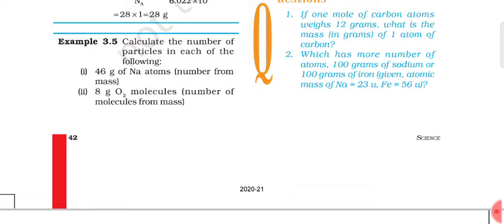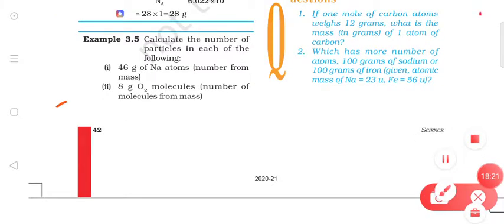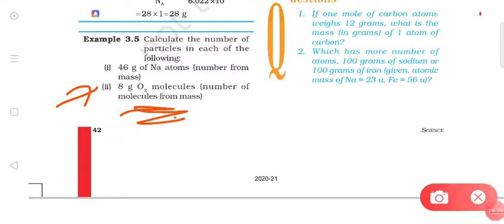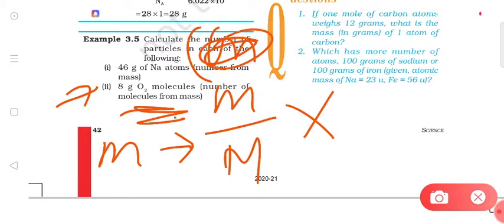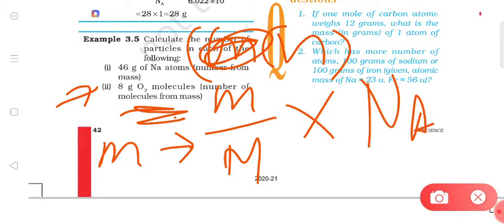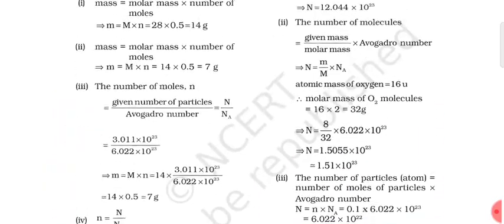Here you can see what is given, 8 gram of oxygen molecules. So again we have been given the mass, and we have to calculate the number of molecules. Again, first of all, we will convert the mass into number of moles, and number of moles is equal to mass upon molar mass. This will give you the value of number of moles, right? And we will multiply this with Avogadro's number. So they have done this here.